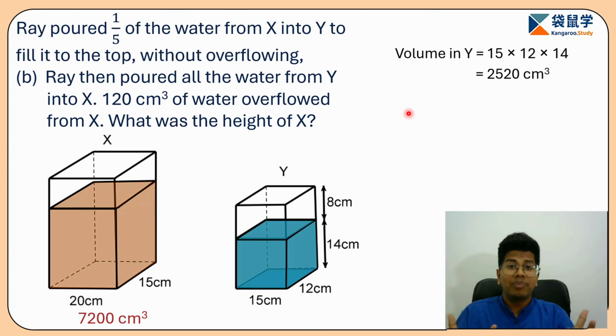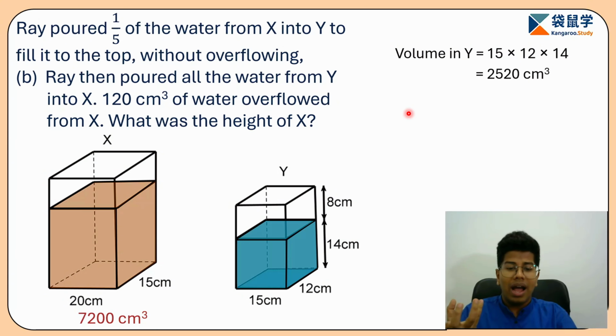Now as I said, in X and Y, X had 7,200, Y had 2520. If I pour water from Y to X, X will completely fill up, and 120 cm cube is extra. So can I find out what is the volume in X? Yes, we are just mixing up. Mixing up means we are just adding up the volumes. So volume in full tank of X is nothing but 7200 plus 2520.